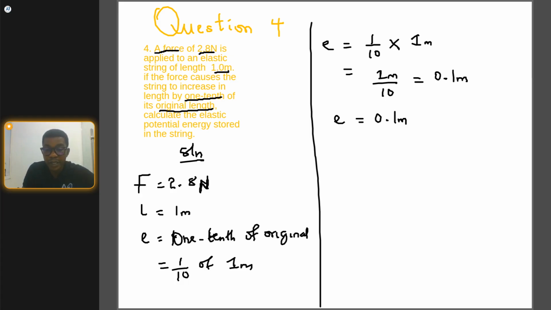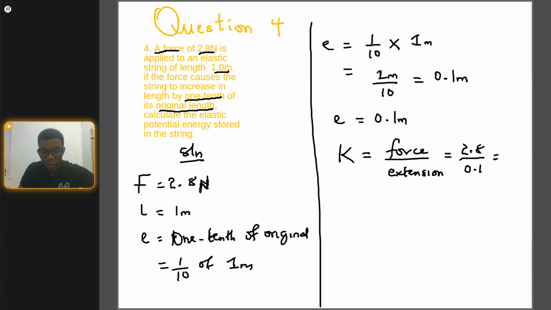So to get the value of K, K will be equal to the force divided by the extension. The force is 2.8 and the extension is 0.1, which will give us 28 Newton per meter. So we've gotten the value of K.